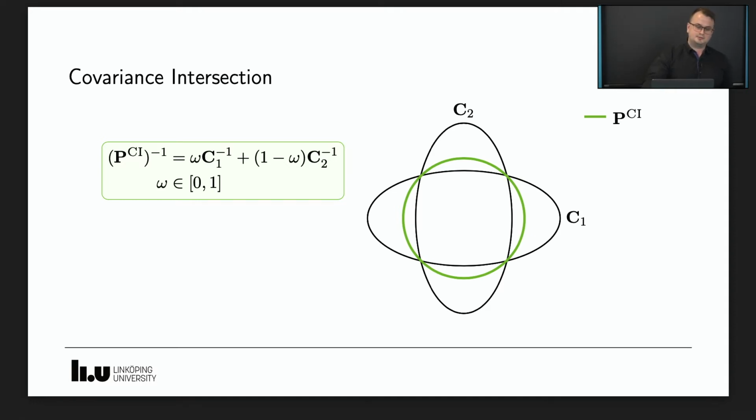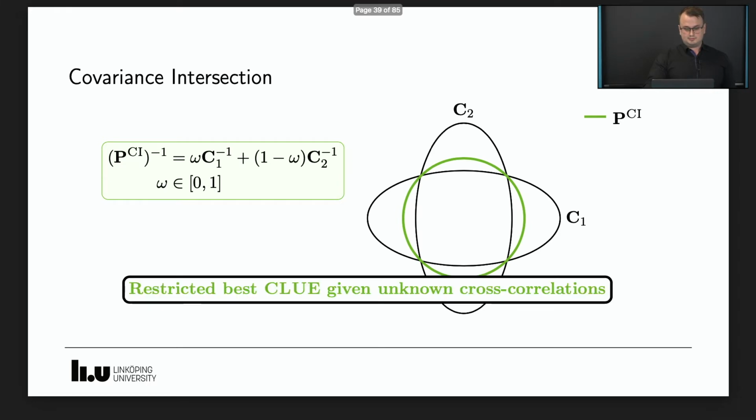This ellipse is given by the following parameterization, which is a convex combination of the information matrices C1 inverse and C2 inverse. And it is shown in the thesis that the covariance intersection is the restricted best BLUE, given that we have completely unknown cross correlations.